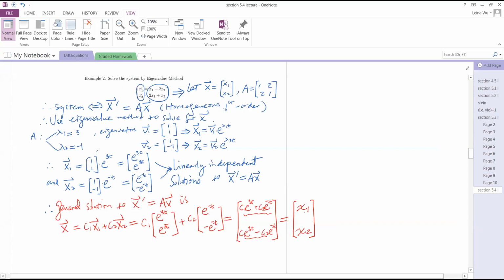I mean, if you want to verify your answer is correct, you can put the C1 e to 3t plus C2 e to negative t into the system equation for x1, and the other one into the system for x2. If you want it for verification purposes, yeah. Okay. But other than that, you don't have to do that. Unless you want to verify your answer is correct. Okay?